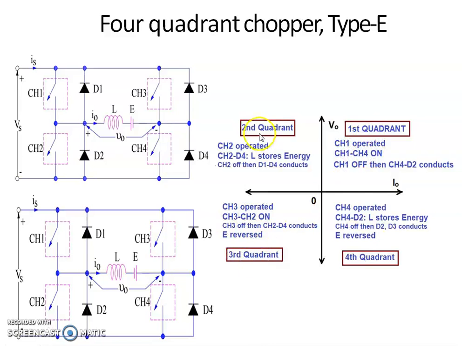For obtaining second quadrant operation, CH2 and D4 are in conduction state. And for obtaining fourth quadrant operation, CH4 and D2 are in on condition.